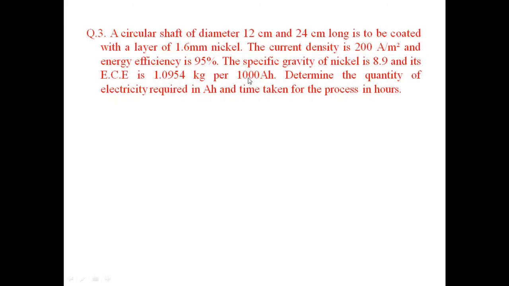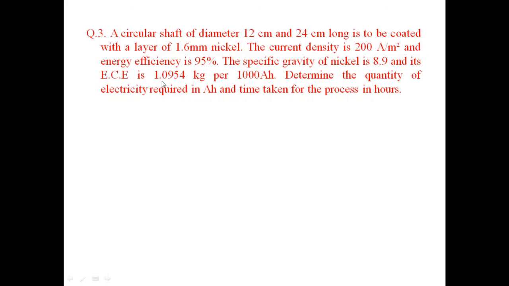Okay, so the current density is given as 200 amps per meter square. Current density is given and energy efficiency is given as 95%. So these are the given data. There is some other information. The specific gravity of nickel is given as 8.9. The specific gravity is given. Let's see how to use this.